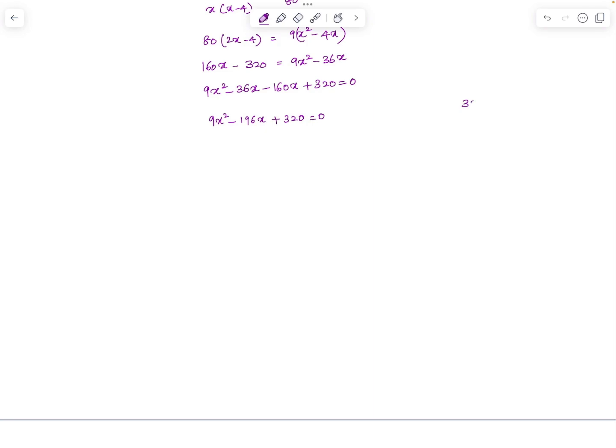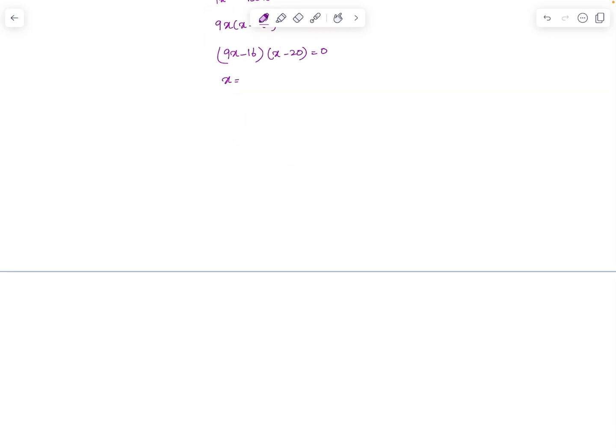Here AC is 320 times 9. For this number, I consider the two factors minus 16 and minus 180. So if I add these two numbers, then I get the middle term minus 196x. So rewriting this equation, we get 9x square minus 180x minus 16x plus 320 equal to 0, which gives us (9x minus 16) times (x minus 20) equal to 0. x is equal to 16 upon 9 and x is equal to 20.